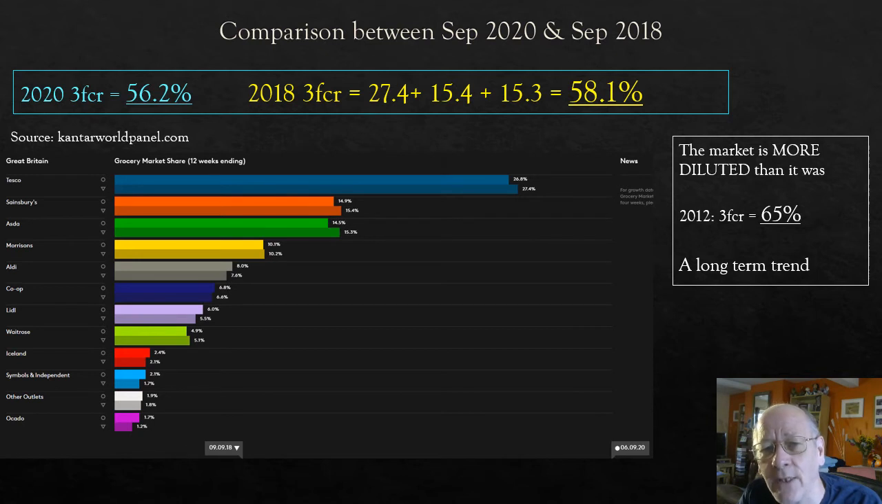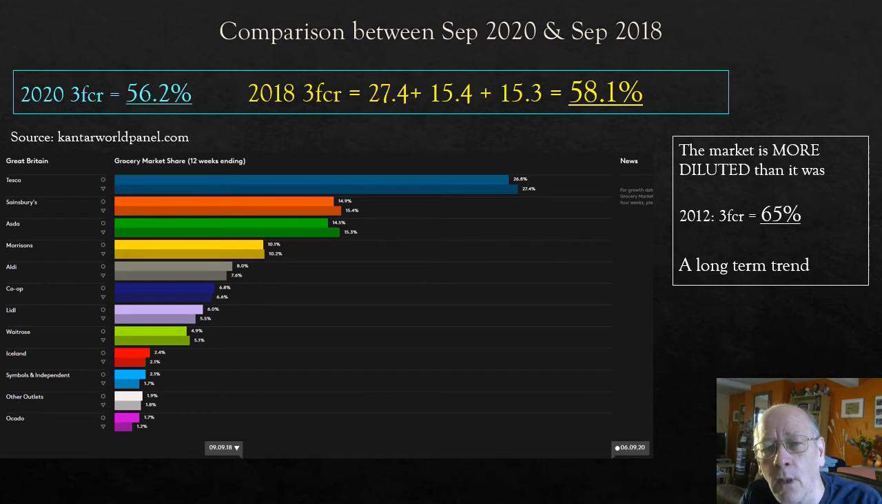In 2018, the largest 3 firms had 58.1% of the market, and now they've only got 56.2% of the market. So though it's concentrated, it's more diluted than it was, because there's a lot of little players like Aldi and Lidl who are building their market share while Tesco are falling in their market share. If we go back to 2012, the 3-firm concentration ratio was 65%. So you can see that this trend of making it more diluted has been going on for quite some time now.